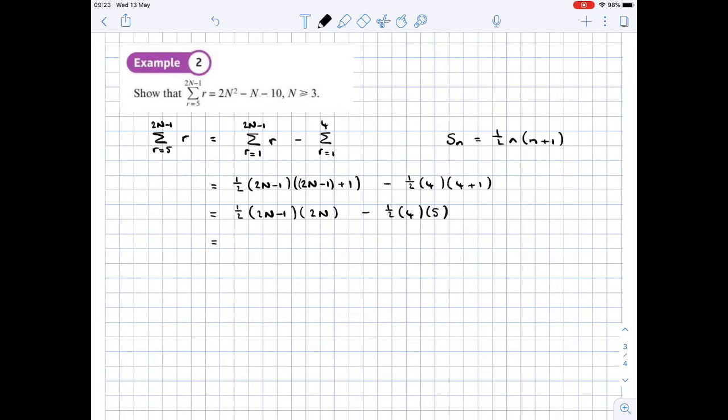So we can keep playing with this. Well, half is common, so I'm going to take that out. Then we have 4n squared minus 2n for the first two. And from that we're going to subtract 20. Multiplying through by a half, 2n squared minus n minus 10, and we have our answer.